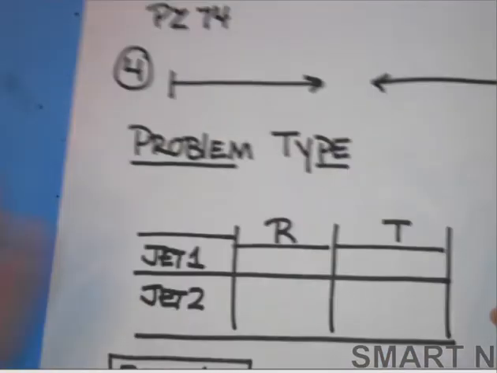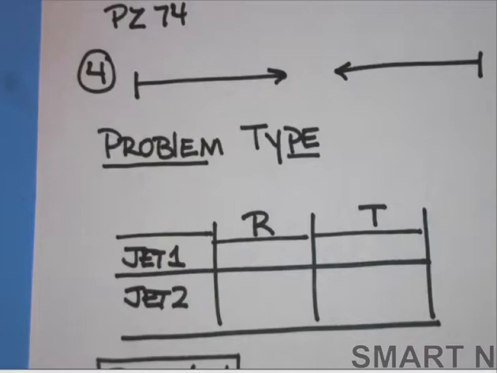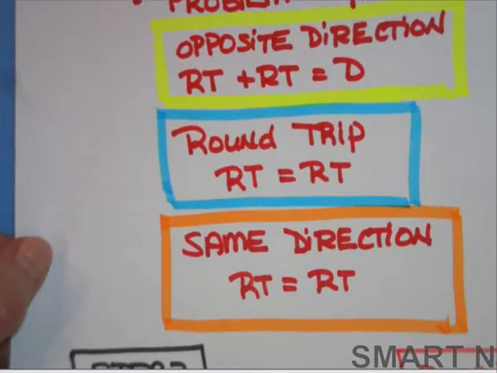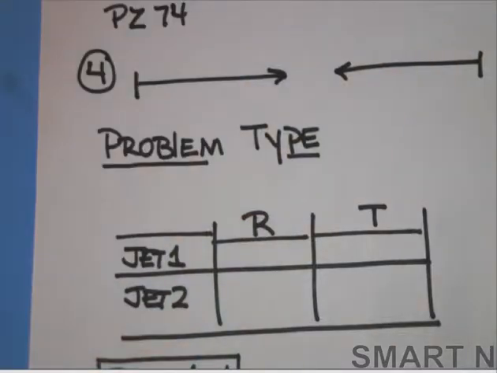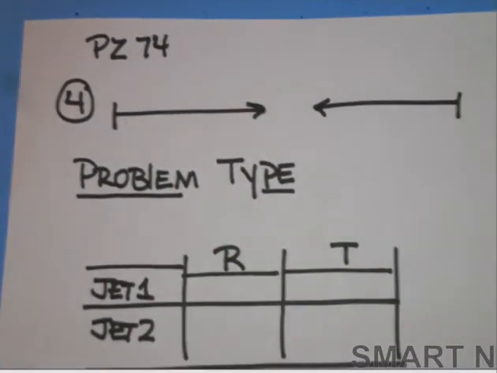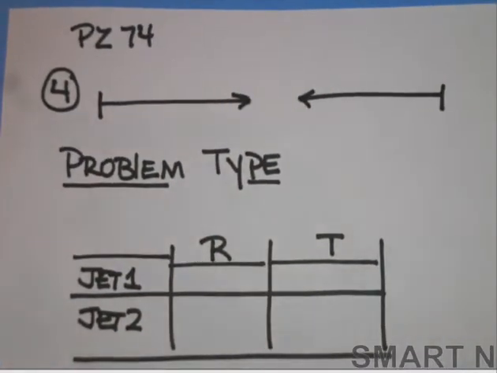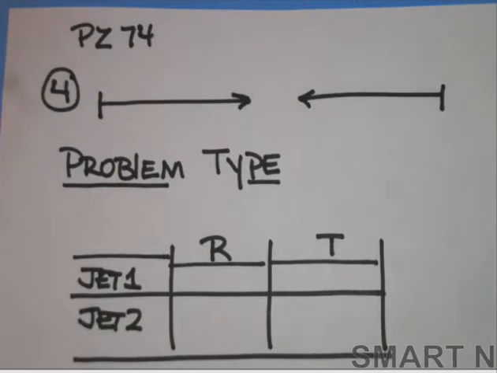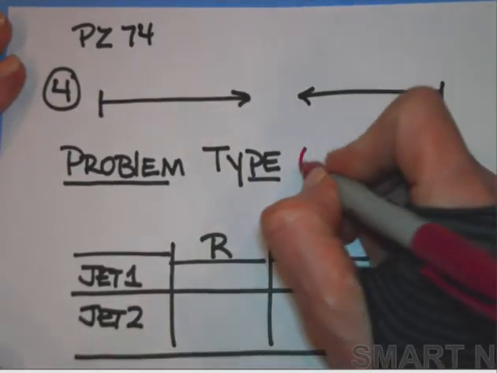So for starters, step number one is to determine which problem type it is that you're looking at. So with these, this is actually an opposite direction problem. The two jets are at opposite sides or opposite ends, and they're traveling toward each other. So the problem type here is opposite direction.